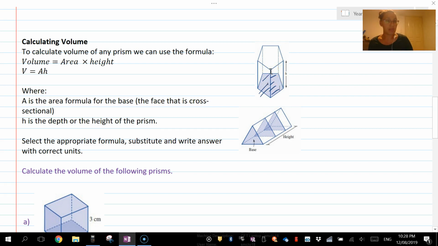Now, be mindful that the shapes that you have done so far in year 7: area equals length times width for a rectangle or a square.